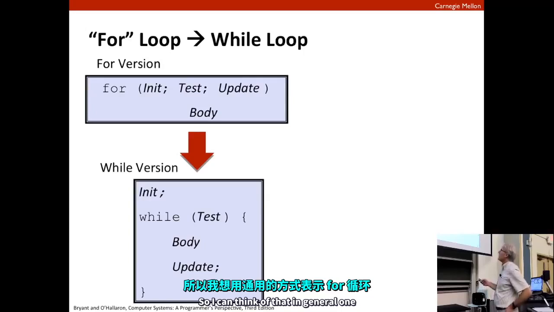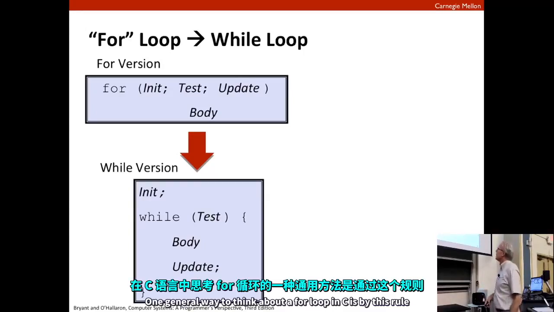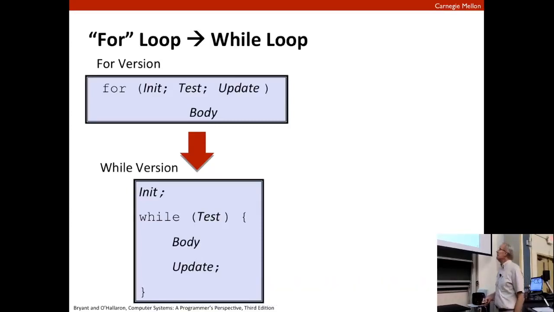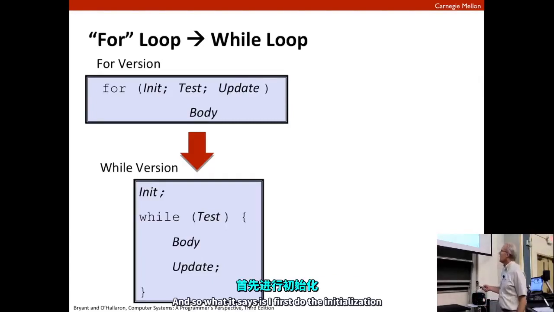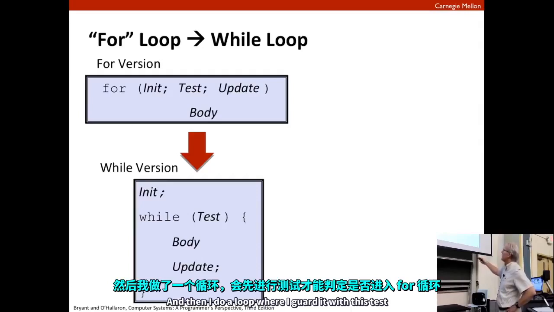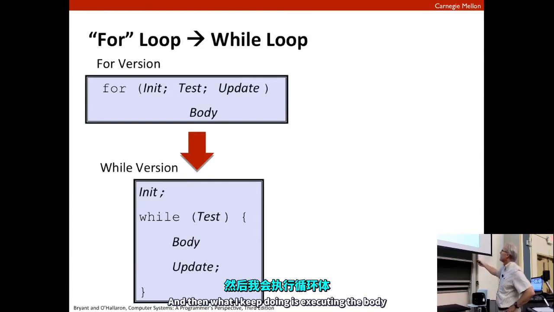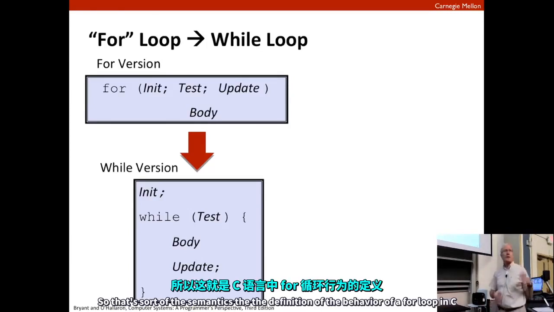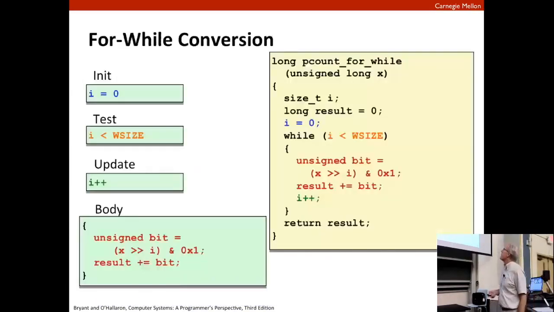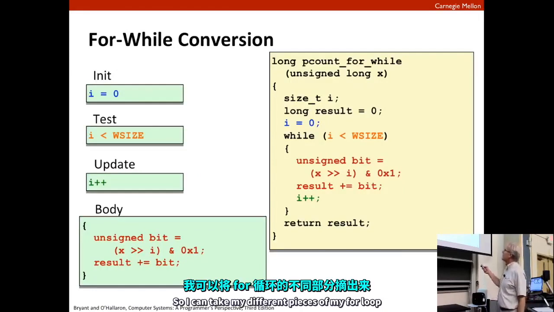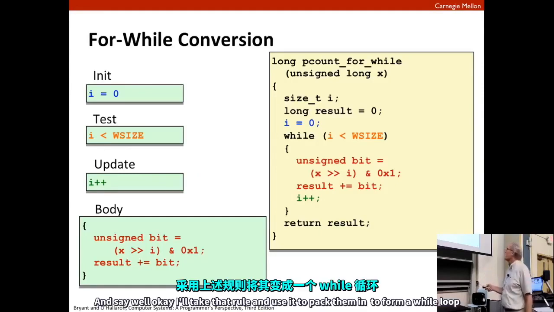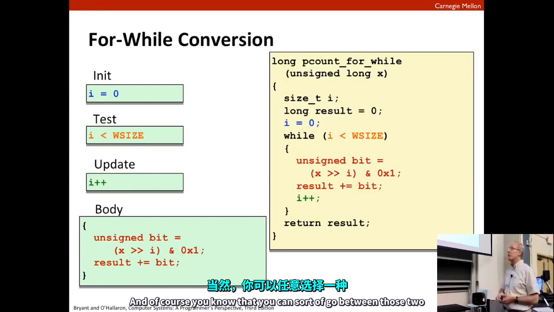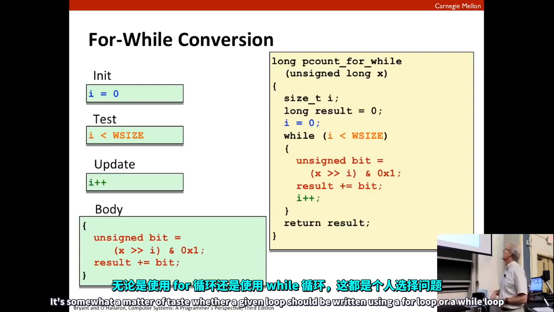So one general way to think about a for loop in C is by this rule that will turn a for loop into a while loop. What it says is I first do the initialization, and then I do a loop where I guard it with this test. And then what I keep doing is executing the body and then performing whatever update there is, and then continuing with the test. So that's sort of the semantics, the definition of the behavior of a for loop in C. So I can take the different pieces of my for loop and use that rule to pack them into a while loop. And of course, you can go between those two, and it's somewhat a matter of taste whether a given loop should be written using a for loop or a while loop.